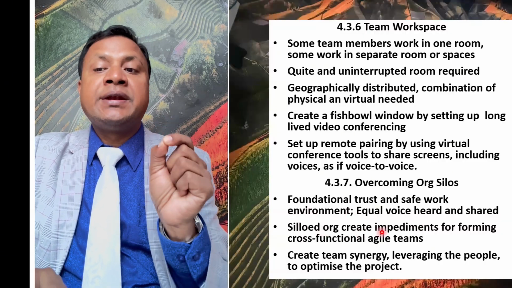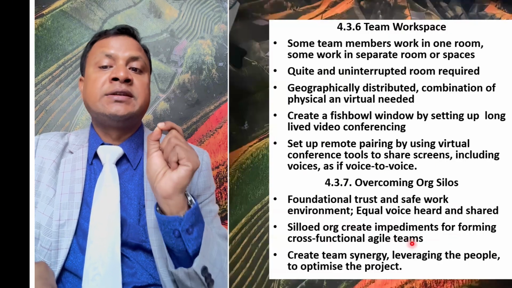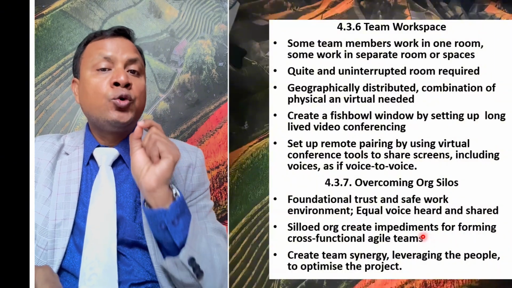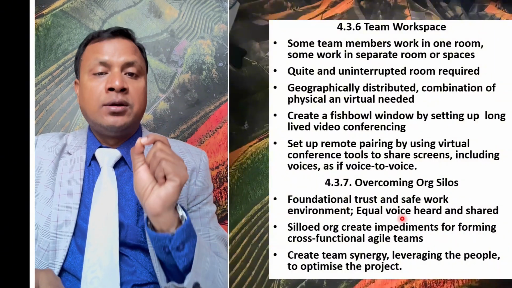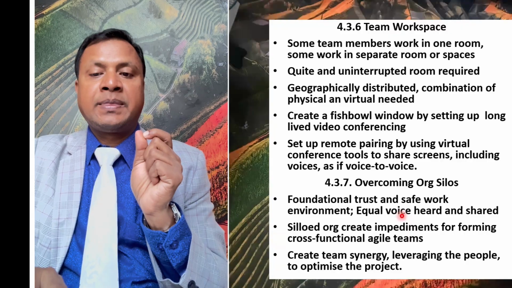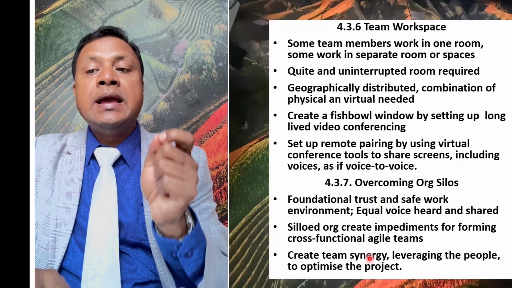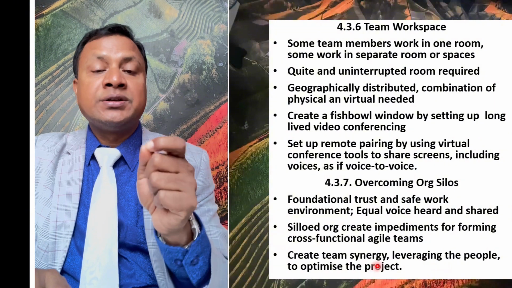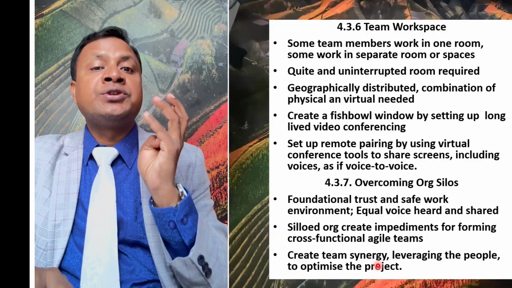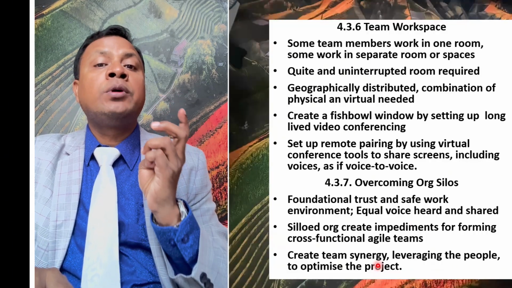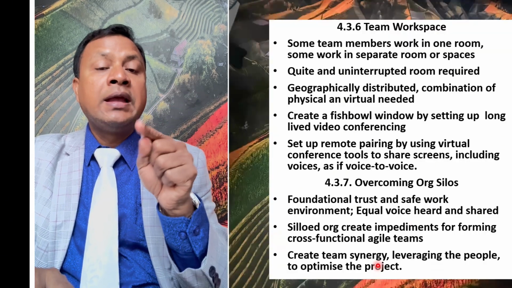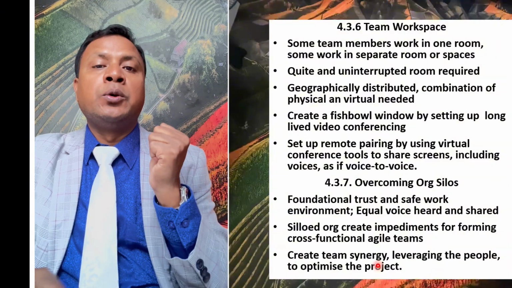Siloed organizations create impediments for forming cross-functional Agile teams. So we should make a harmonious workspace environment, either co-located or using virtual processes, but they should have a connection as if they are working together. So creating team synergy, leveraging the people to optimize the project, is very important. So we should remove the organizational silos. We should create a harmonious, comfortable team environment, so that each one feels ownership in the work, and each one works for the value to achieve the goal.